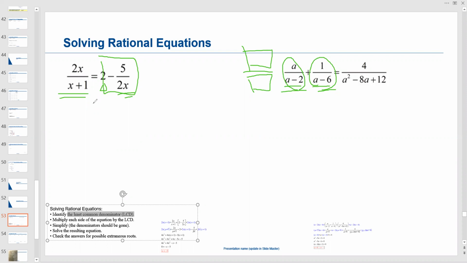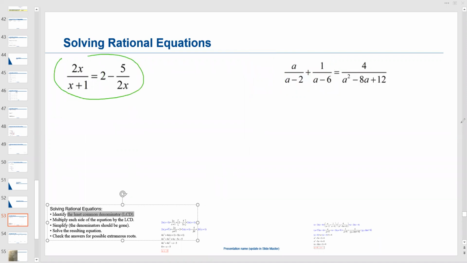Let's see this example first. What's the denominator for this part? They have x minus 1. For this part, we can say it's 1, right? And for this part is 2. So what's the least common denominator? It's 2x, x plus 1, right? So at least in these cases, x cannot equal negative 1, right? Here, at least.